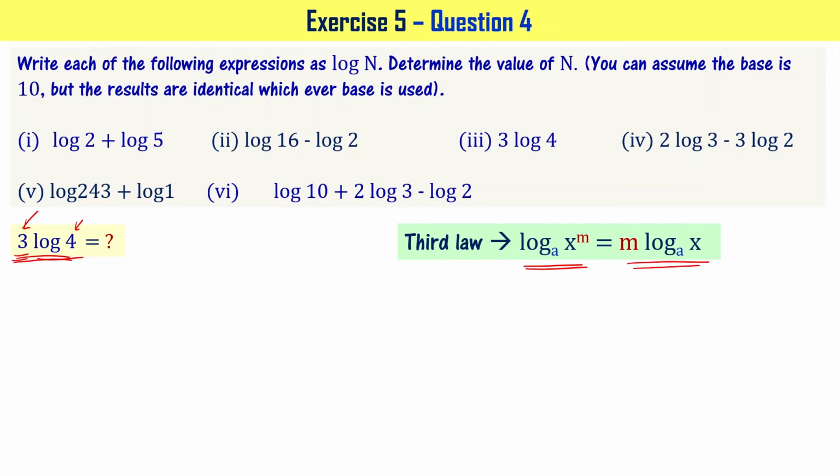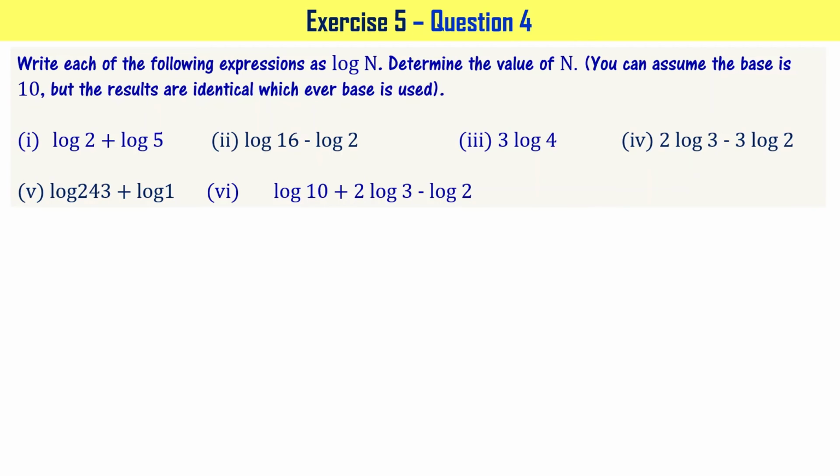So as per this, I can write it as log of 4 cube, right? We know 4 cube is 64. So 3 log 4 equal to log 64. So n is going to be equal to 64, right? Now let's look at the next part, that is 2 log 3 minus 3 log 2. We want to express this as single logarithm, right?